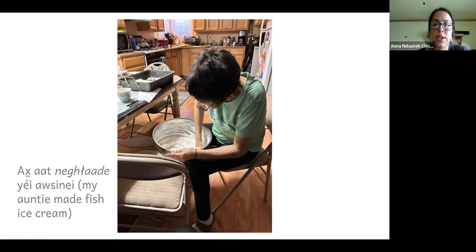I should tell more about how we make it. This is my auntie whipping up the, traditionally you would use tallow and oil, and she's using lard and oil. But her sister told her to do it really slow, be patient. So you put it in a big bowl and you whip it up like this, and then you grind it up so there's no little chunks left until it's really smooth and whipped up.